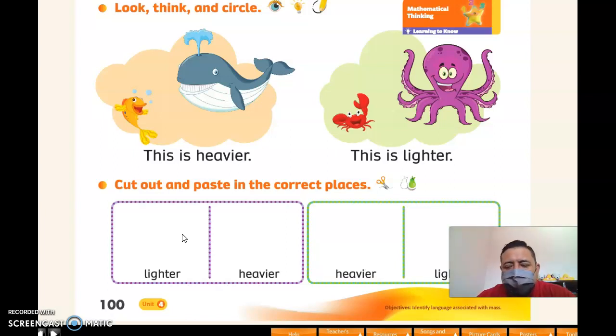¿Se acuerdan de algunas palabras? Cat, cow, cake, cloud, cap. Okay, we have a lot of words with the letter C. So, eso fue lo que hicimos el día de hoy.